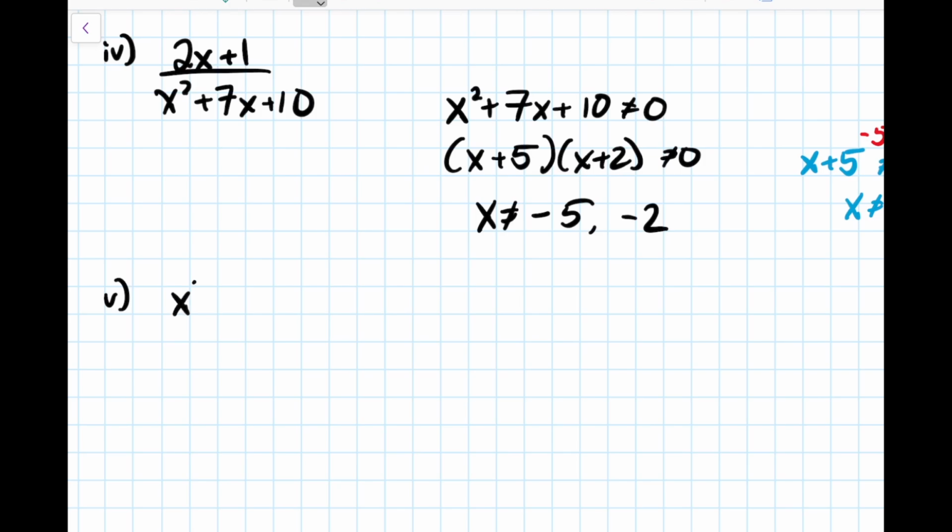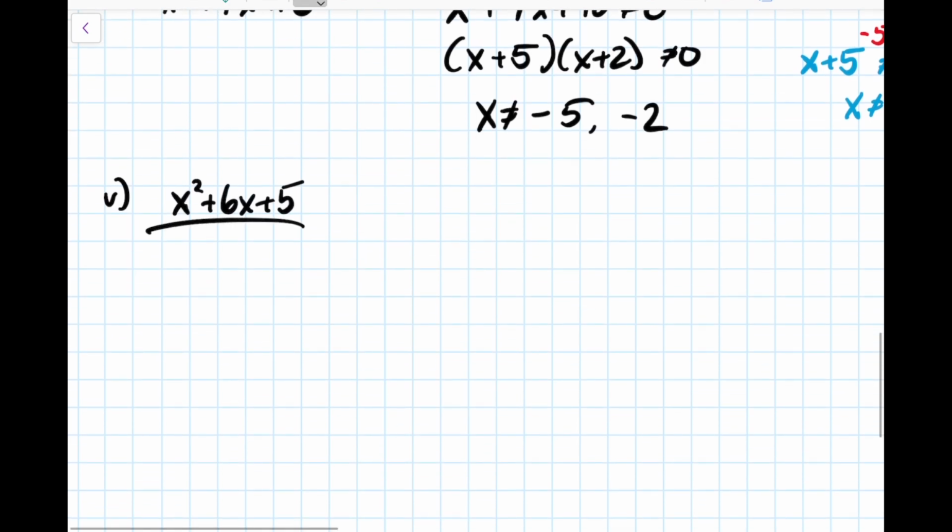All right, so x squared plus 6x plus 5 over x squared minus 10x minus 24. So go ahead, pause the video here, try to do this one yourself just to get a little bit of practice, and then come back, see how you did with your factoring, and see if you solved it properly.